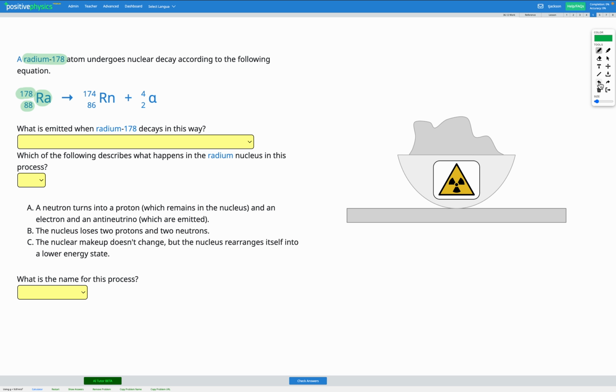number. So that means we have a radium atom that has 88 protons, because 88 is our atomic number, the number of protons. And then the mass number is 178, which is the number of protons and neutrons together. So if our mass number is 178, and we subtract the number of protons, which is 88, that will get us the number of neutrons, which is 90. So we've got 88 protons and 90 neutrons to start with in our radium atom.